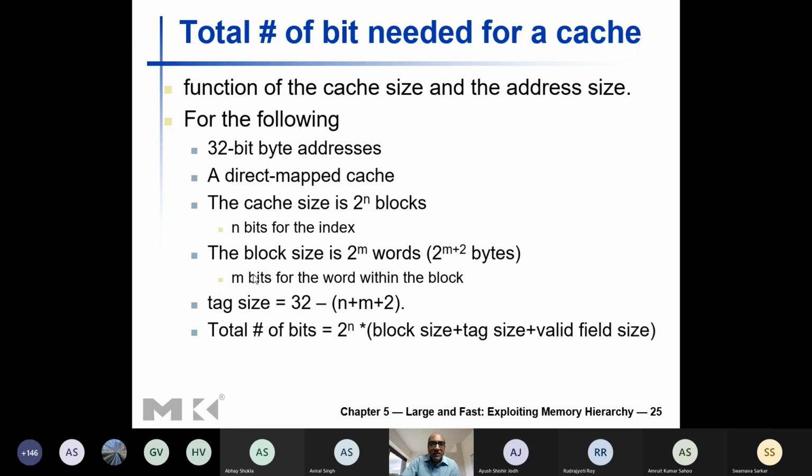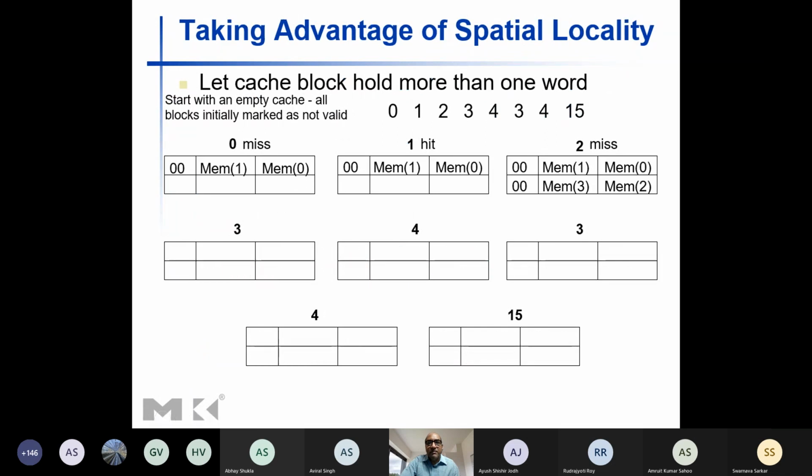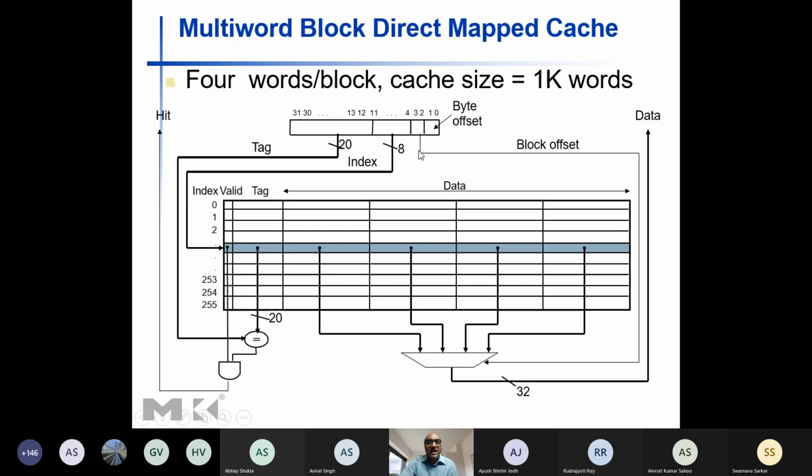Therefore, the remaining bits other than these n plus m plus 2 bits are nothing but the tag size, the tag. If you look at the previous example, for instance here, this is the byte offset, then the words. In this case, each cache block contains 4 words. You can see this is the first word, second word, third word, fourth word.